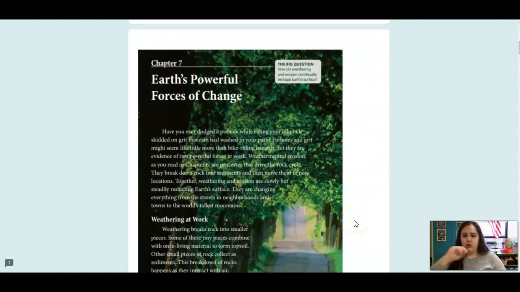All right, chapter 7, Earth's powerful forces of change. Our big question is, how do weathering and erosion continually, that means over and over, reshape Earth's surface?